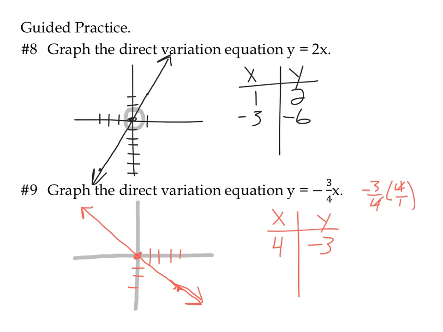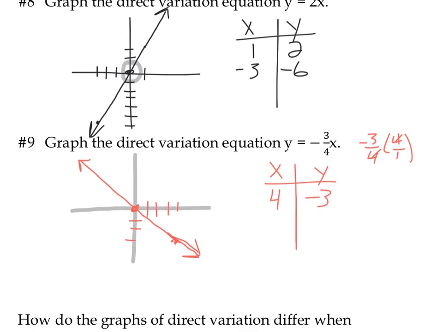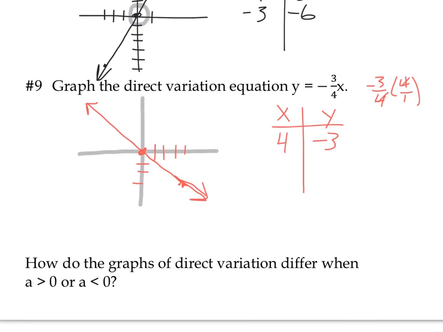One thing you should notice from these graphs, when you have a positive value for k, your graph's going to go up to the right. When you have a negative value for your constant variation, your graph is going to go down as you move from left to right. So that's something to keep in mind. How do the graphs differ when k is greater than 0, that number in front of x? When k is greater than 0, you have a graph going up to the right. When k is less than 0, you'll have a graph going down to the right. So keep that in mind.